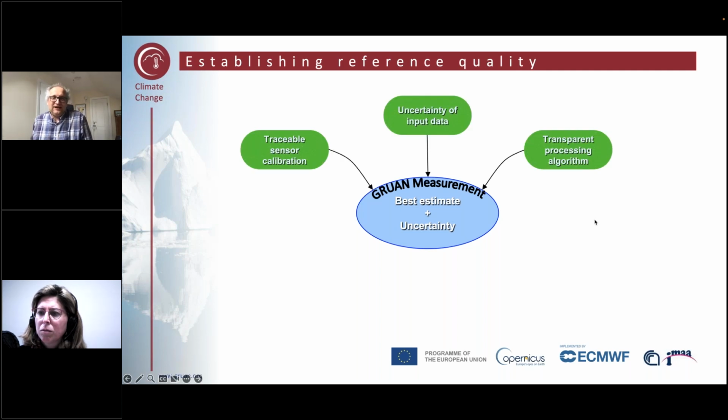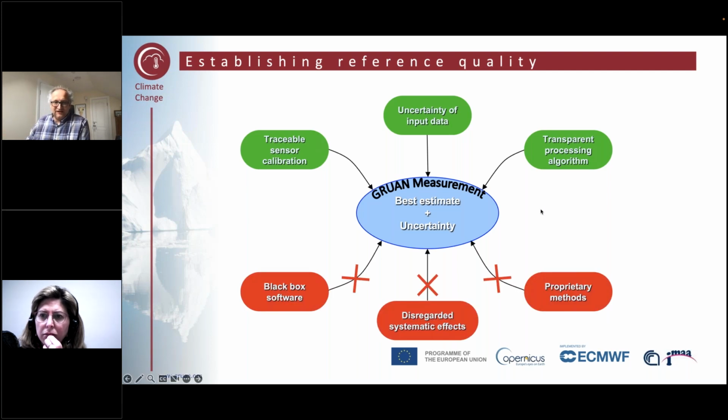So there are green things, there are good things that we like. We would like traceable sensor calibrations. We like the uncertainty of the input data. We like the transparent processing algorithm. There are certain things we definitely don't like and we can't include in a ground product, such as black box software, disregarded systematic effects, or proprietary methods that we cannot document and fully trace.